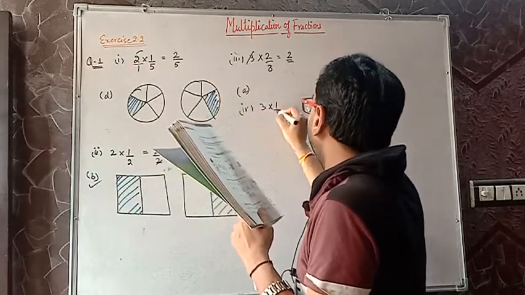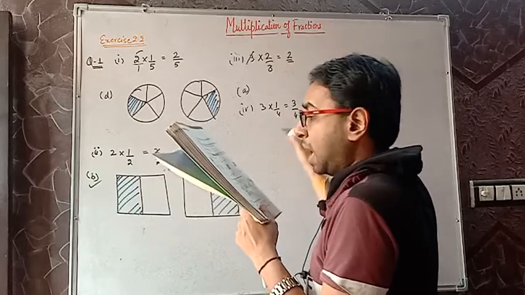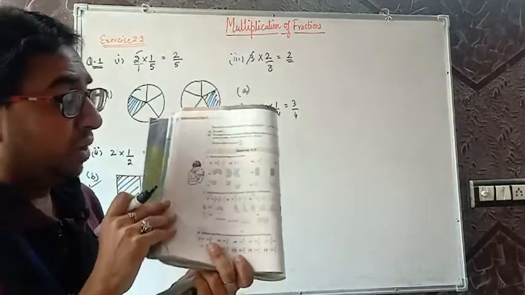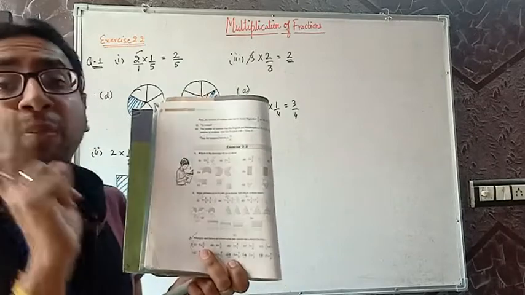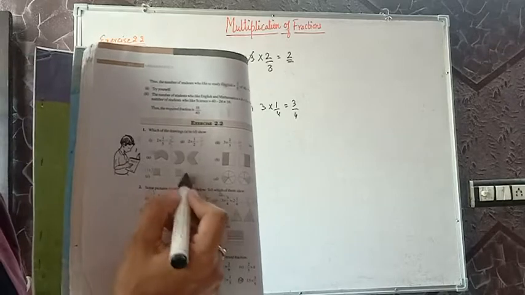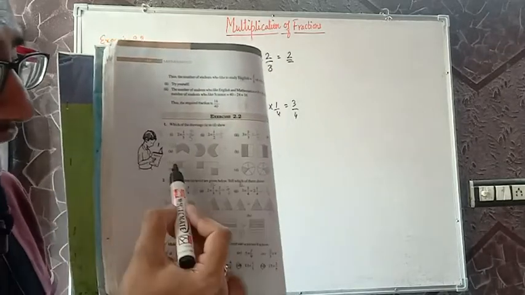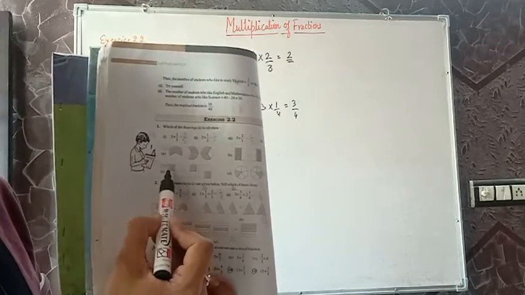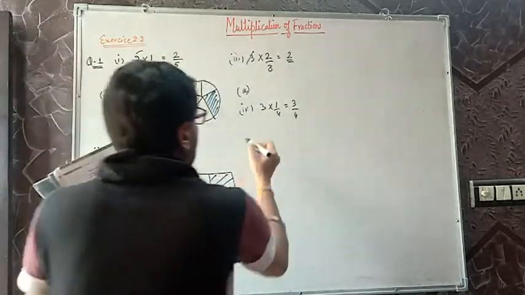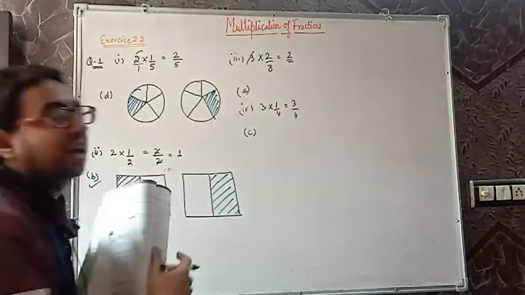3 1 by 4 means 3 whole numbers and 1 part out of 4. Just see, there should be 3 parts and 1 part out of 4. There are 3 squares, and in each square there are 4 parts, out of which only 1 is shaded. Therefore, this is the right option, option C. This is fulfilling our condition.